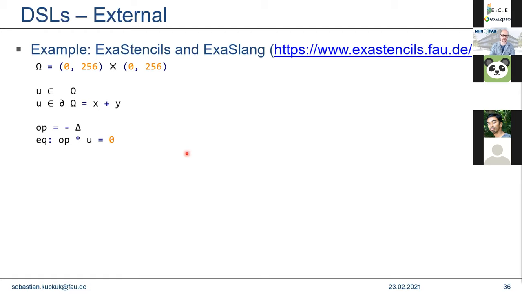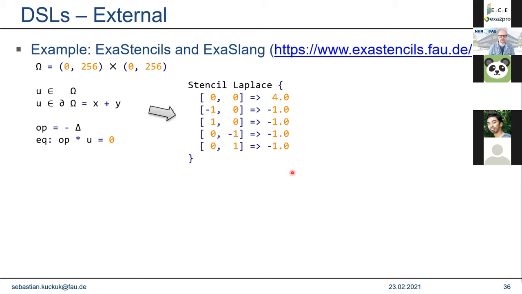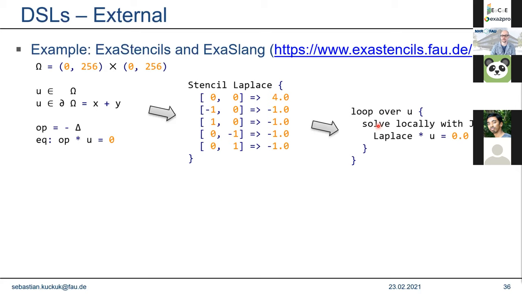Nevertheless, using Exascale, we can do an automated finite difference discretization. So this looks a little bit like this. So we get a stencil, and this is again valid DSL code. So we have an offset coefficient notation. And once we have this, we compose a compute kernel saying we want to loop over U. So this encapsulates this twice folded loop nest that we've seen before. And what we actually want to do is not implement some update rule, but we want to solve locally at each point our PDE, which is Laplace times U equals zero.